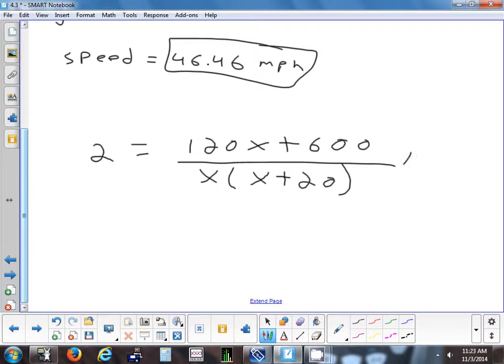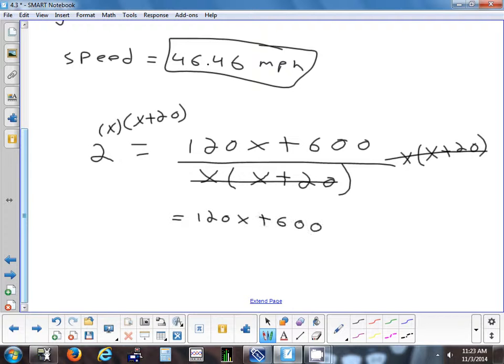Yep, x times what? And if we do it on the right, we also have to do it on the left. So that's going to cancel. And on the right-hand side now, we just have 120x plus 600. On the left, we have a distributive property. We have 2x squared plus 40x. I just distributed 2x to the x plus 20.